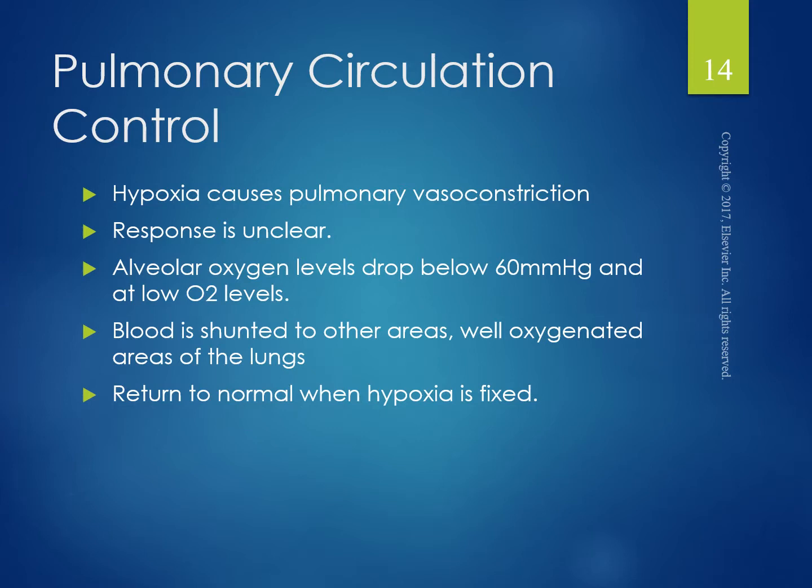So hypoxia causes pulmonary vasoconstriction. When alveolar oxygen levels drop below 60, blood is shunted to other areas that are well oxygenated, and it returns to normal when the hypoxia is fixed.